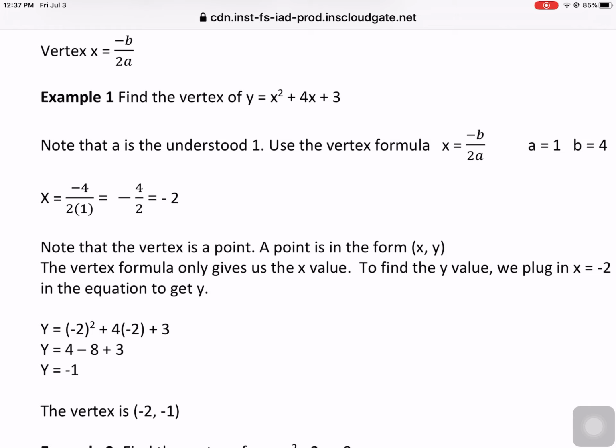Okay. Vertex is a point. You have to have x, y. Remember, the equation y equals tells you what y is based on what you put in for x.